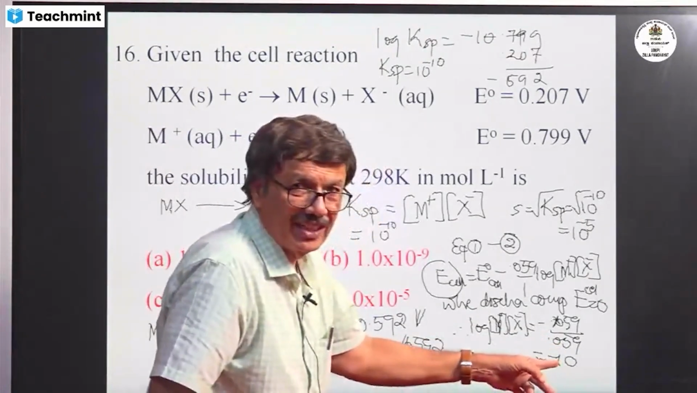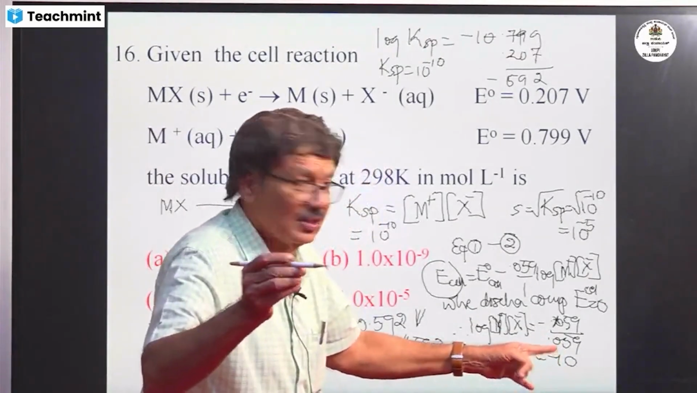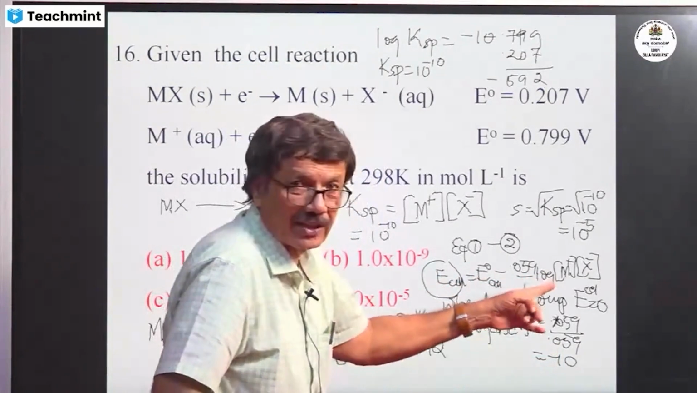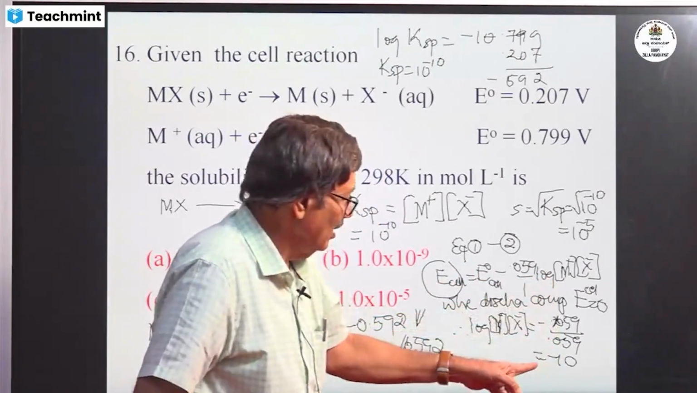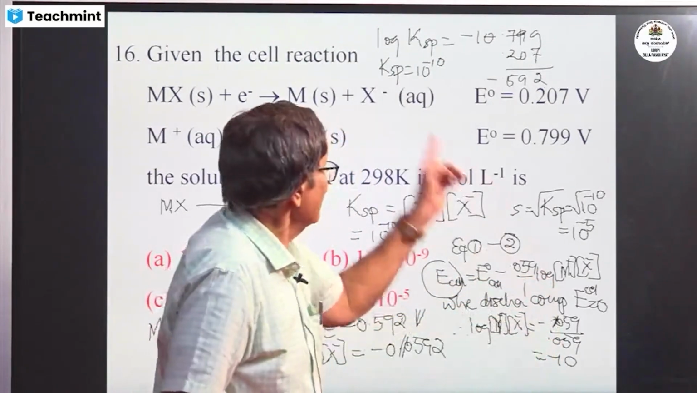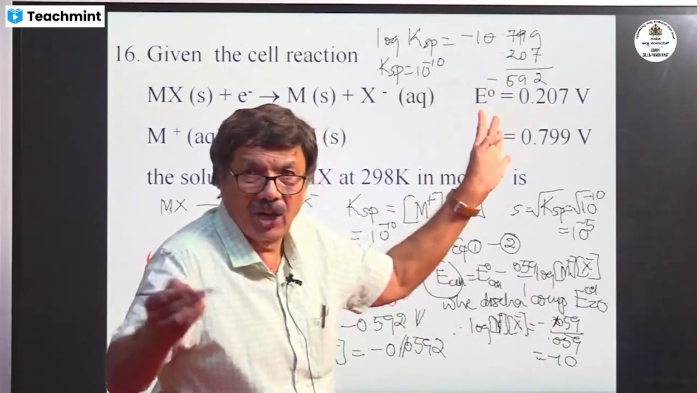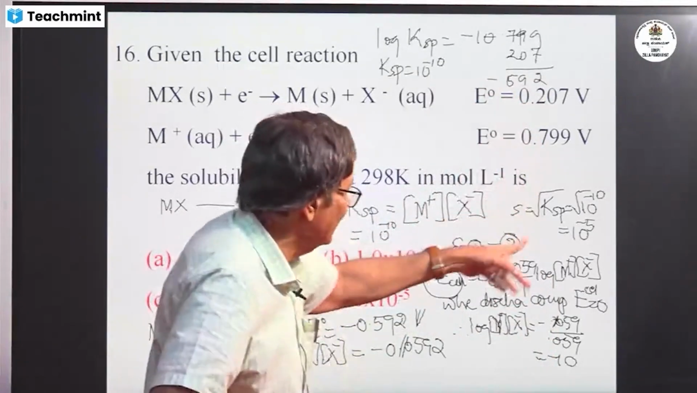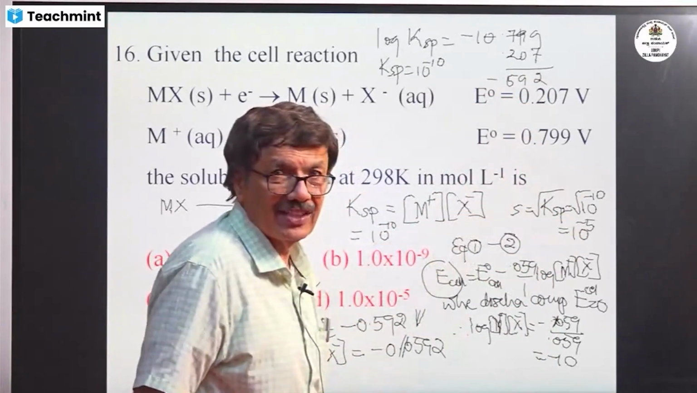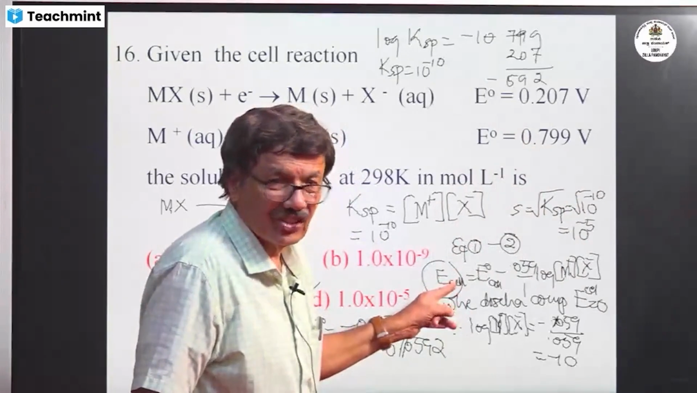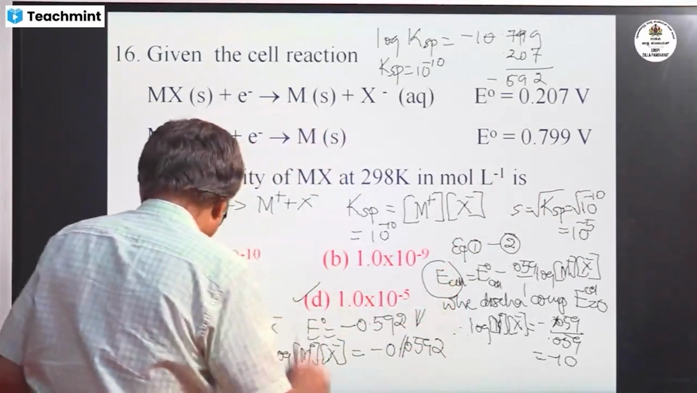Minus 10. So I now want the solubility product, so I have to find the antilog of that. Antilog of minus 10 is 10 to the power minus 10, which is the solubility product. I want solubility. Solubility is root of 10 to the power minus 10, that is 10 to the power minus 5. So this is the right answer: 1 into 10 to the power minus 5.